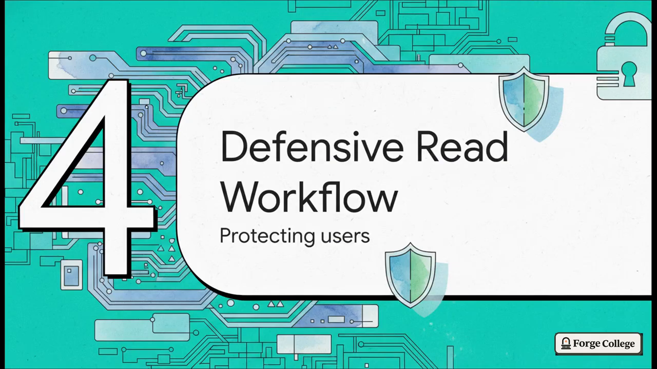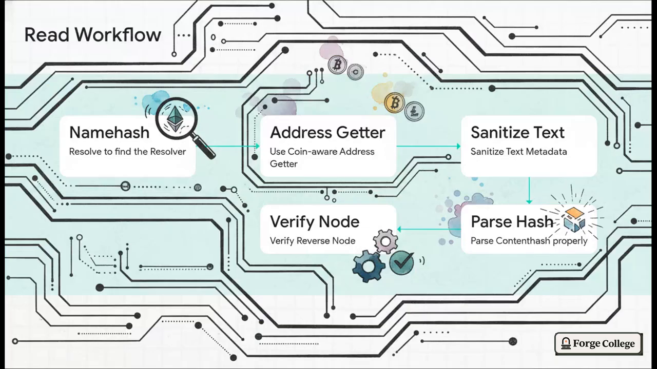Section 4. The defensive read workflow. Protecting users from misconfigurations. So the crucial point here is that reading this data isn't just a simple fetch request. It requires strategy. Think of this as a defensive wiring schematic for your app. Step 1. Resolve the name hash to find the resolver. Step 2. Use a coin-aware address getter. Always check for specific coins before falling back to native Ethereum.